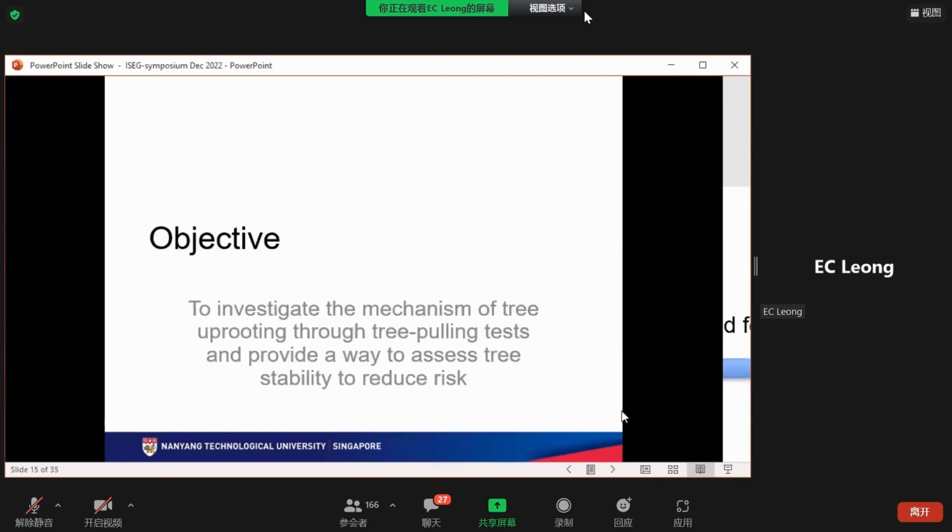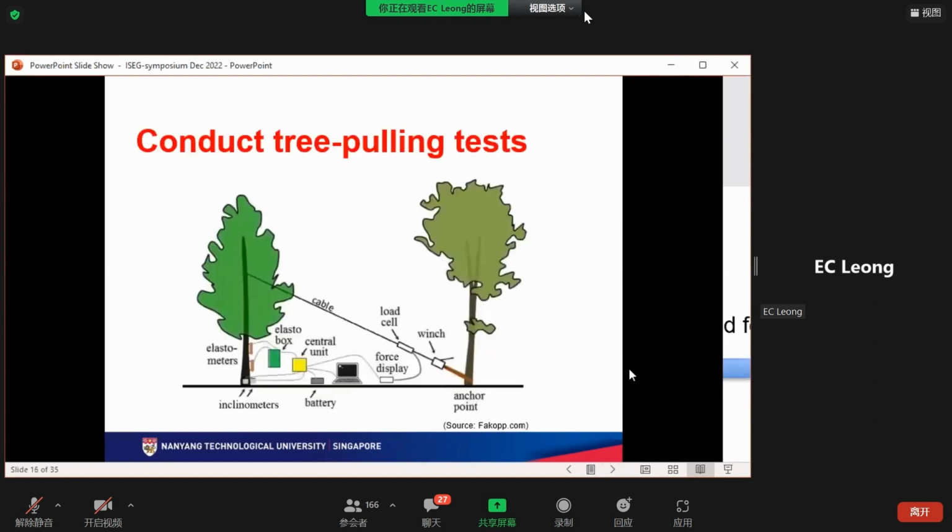For us, we have chosen to adopt the tree pulling test to assess tree stability. Our main aim is to see whether we can make sense of the data that we collect from tree pulling tests so that we can reduce the risk of tree uprooting. Tree pulling tests are not new. This is done very often overseas.